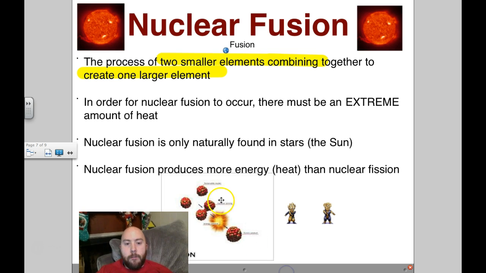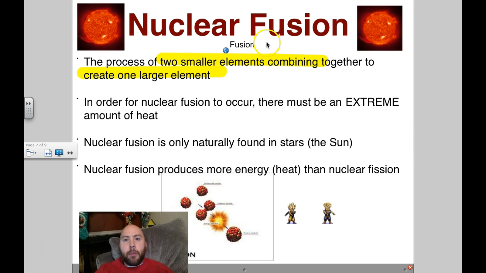So again, fusion. You take two smaller elements and you fuse them together. Now, I always remember this because, I don't know if you can see these guys, this is Goten and Trunks. I really like Dragon Ball Z. Dragon Ball Super now is the new show. But they do the fusion dance and they fuse together. So I always say, if you remember one, you automatically remember the other.